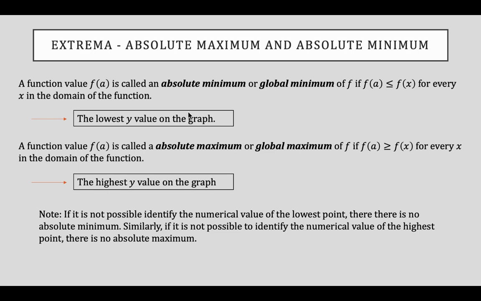Note, if it is not possible to identify the numerical value of the lowest point, there is no absolute minimum. Similarly, if it is not possible to identify the numerical value of the highest point, there is no absolute maximum. We must be able to place a distinct numerical, a real number value on our highest point and our lowest point if they are going to be absolute maxes or absolute mins.